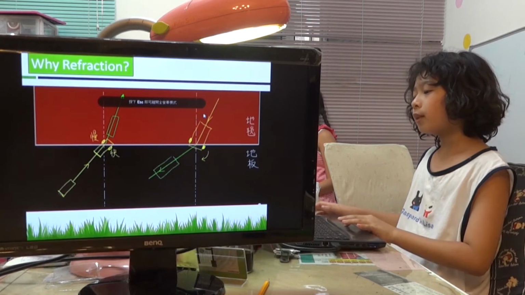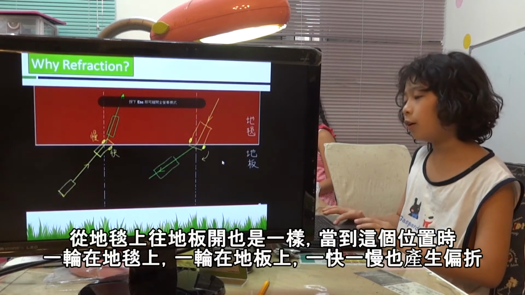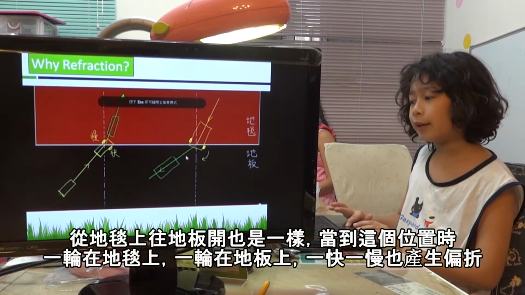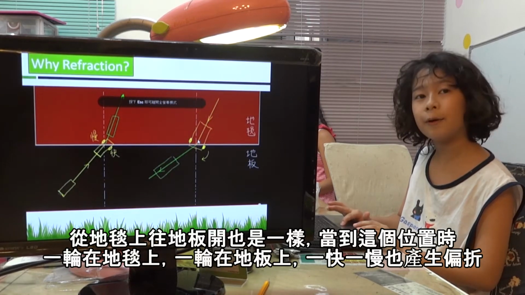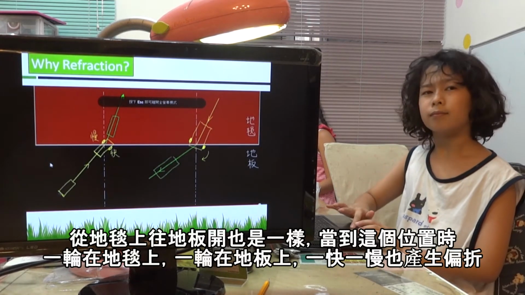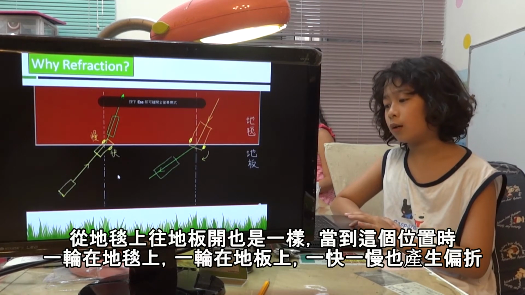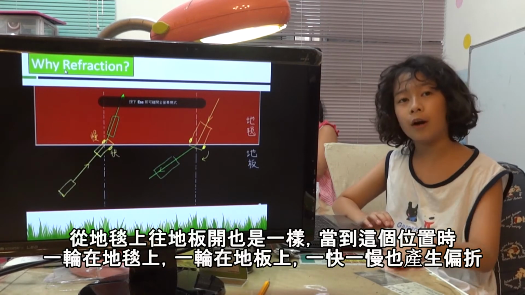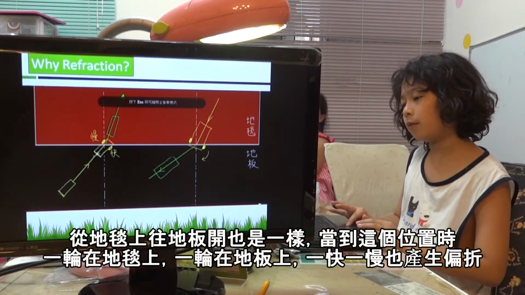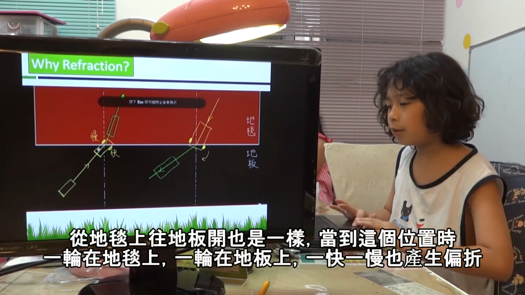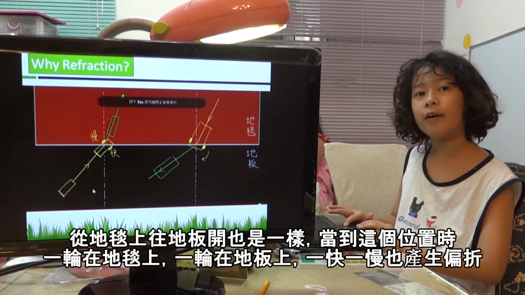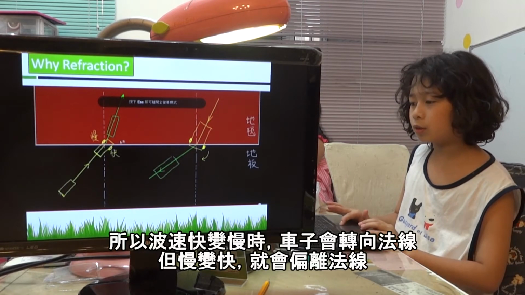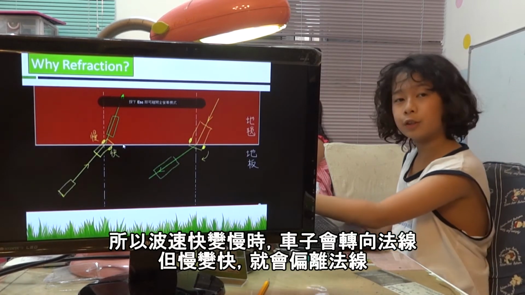This direction. And now you go from the carpet to the floor. When you're at this position, this wheel is still on the floor, while the other wheel is on the carpet. So it will bend right here. So you go from the quicker place to the carpet, so it's slower. If you keep going, if this is the whole floor, it will just keep bending less, and it goes toward the normal, so it's closer to the normal.